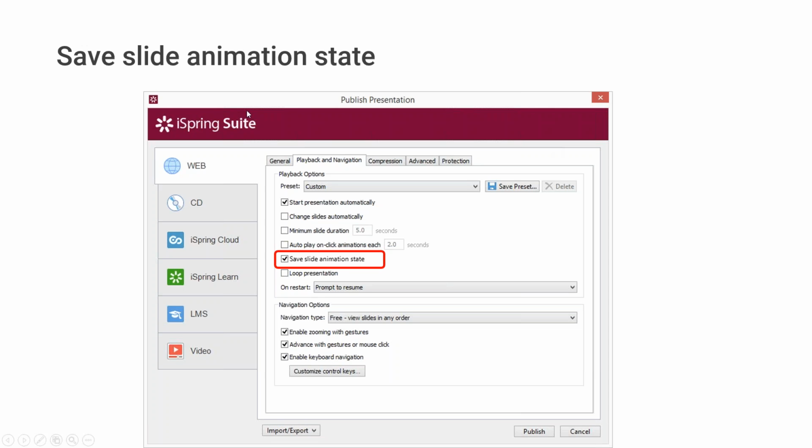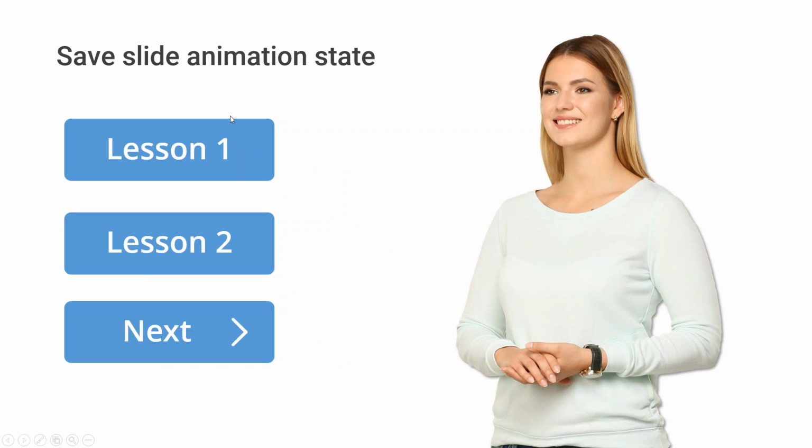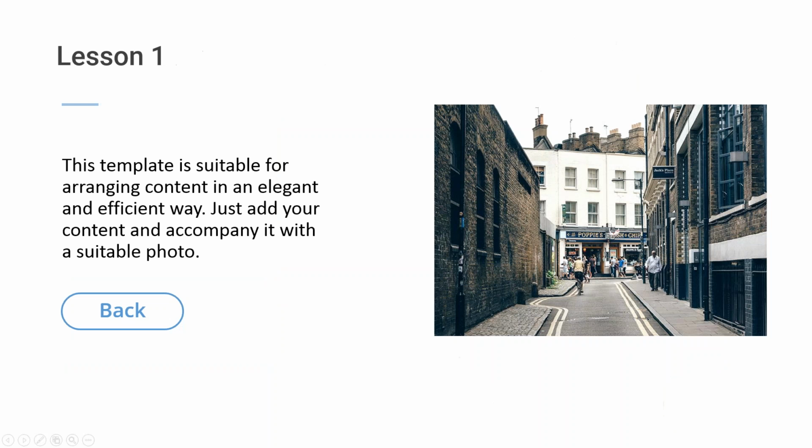Here's the option in the Publish Presentation window. It can be found in the Playback and Navigation tab. It's called Save Slides Animation State. So when it's turned on, I'm going to click on this button. Imagine that this is a course and it has 2 lessons on 2 different topics, and I just want to let this user, like myself, know that I've already read a certain lesson when I'm back to this screen. So watch this. I'm going to press the button.